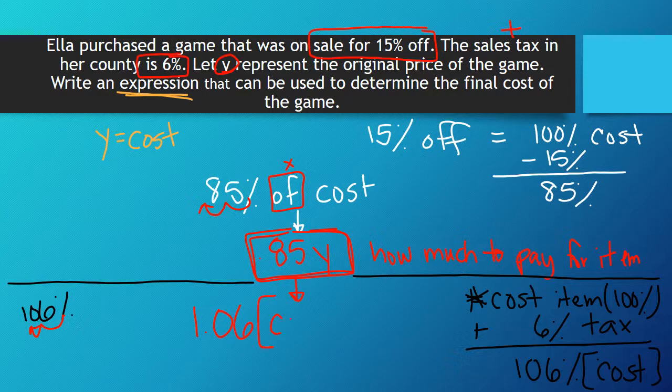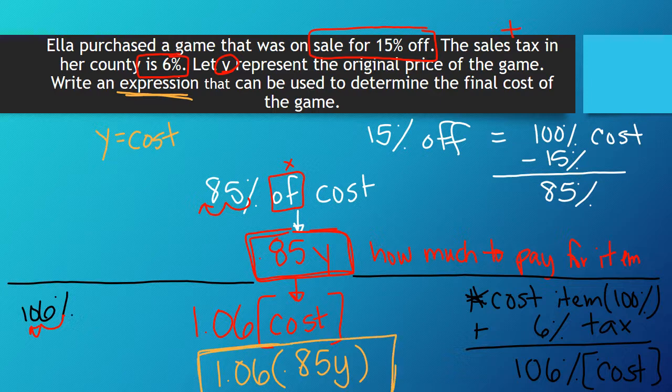And then remember, our cost has to be here. So we're going to multiply our tax by the cost of our item. Well, our item is not just y anymore because it's a discount. Our item cost was 0.85y. So I would just plug in 0.85y here, and then I would multiply that by my tax, which is 1.06. So just remember, anytime you have tax, you're adding, and anytime you have a discount, you're subtracting from 100.